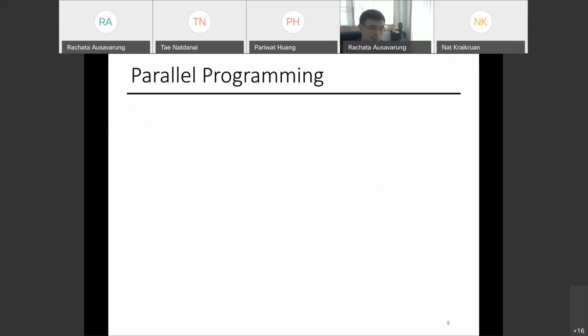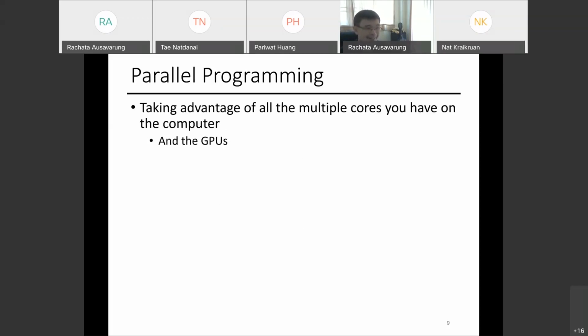Then let's talk about parallel programming, because you definitely have one expert over there, which is Ajahn Kanat, right? But basically the idea is that now you have multiple cores or you have a GPU, right?